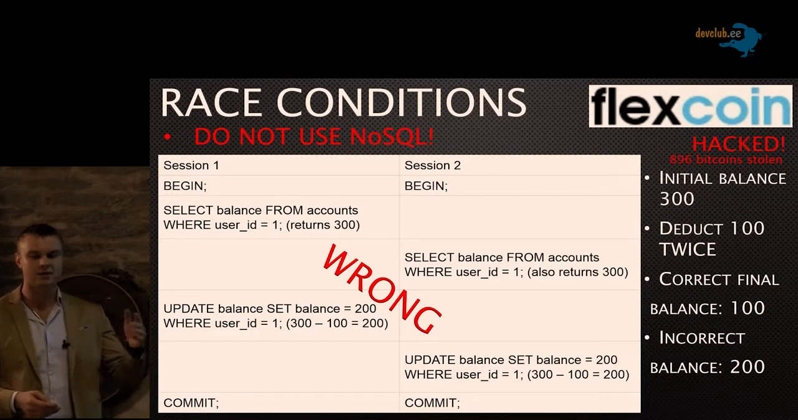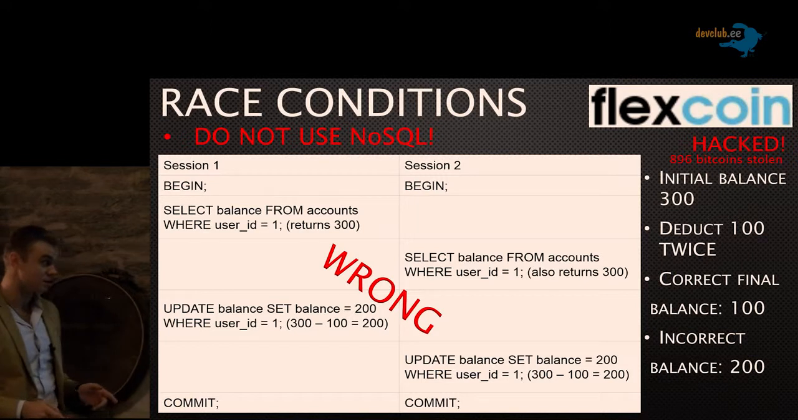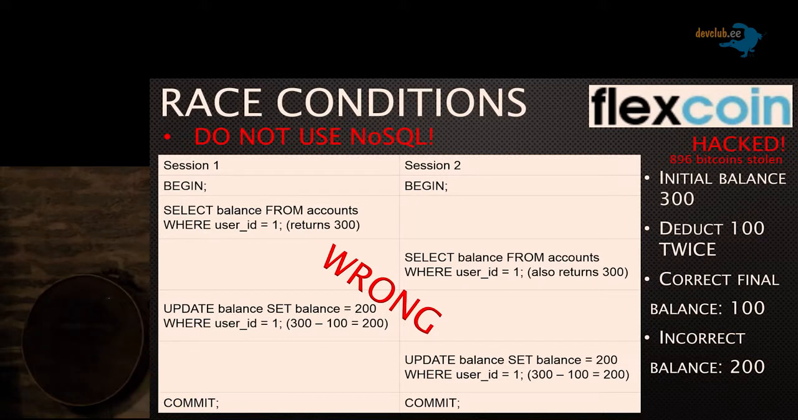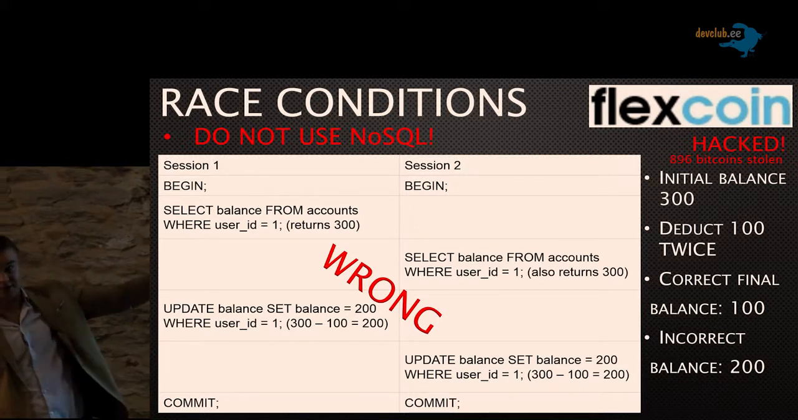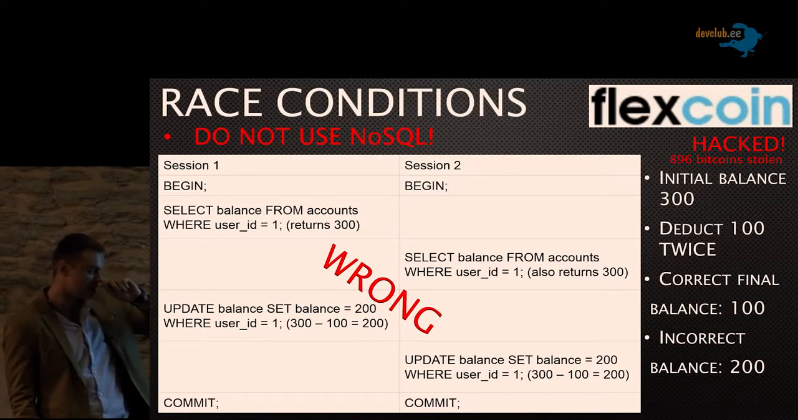DB begin transaction and DB commit. That's it, it's gonna solve. No, it's not. Because, as you can see in the example, I have initially 300, select 300. Then I have the second session, at the same moment, also seeing a 300 initial balance.